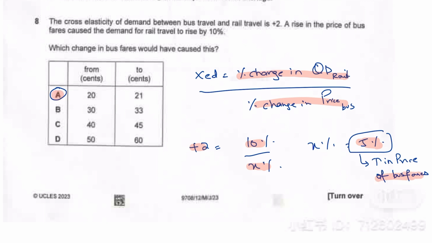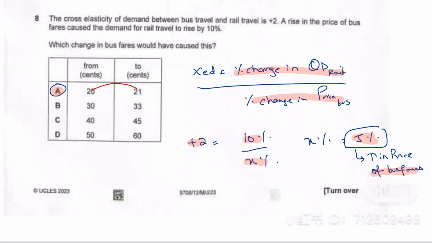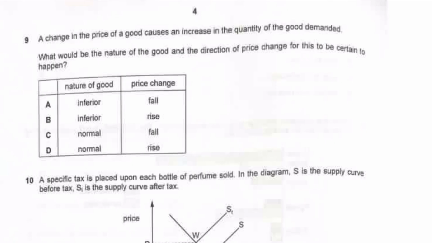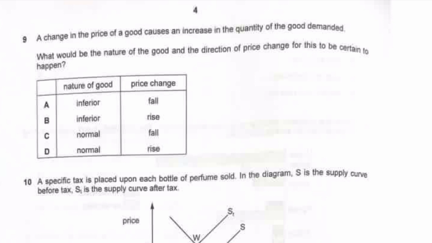Only option A is giving you the change in the price from 20 to 21. It says the fares rise from 20 to 21, which means that there's an increase of 5% in the price of bus fares. Question number 9 says a change in the price of a good causes an increase in the quantity demanded. What would be the nature of the good and the direction of the price change for this to be certain to happen?